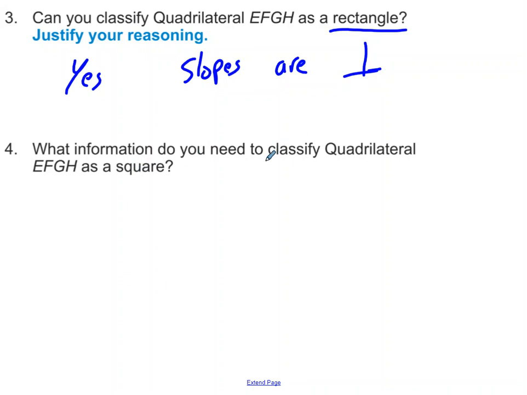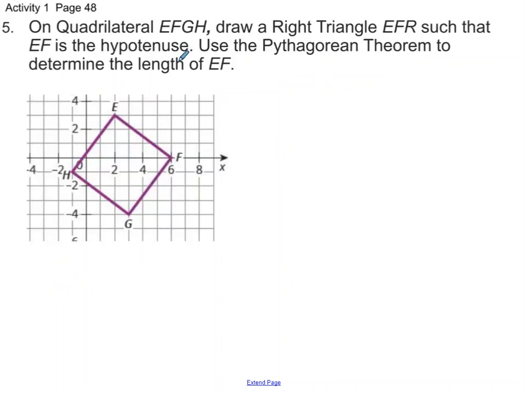What would I need to know to classify this as a square? Well, a square would be a parallelogram that has all the same side lengths and the same angle measures. So I just have to prove that all the sides are the same. So if you're on a graph, I recommend using the Pythagorean theorem. You've already done a similar thing. I'm going to draw a triangle like this.